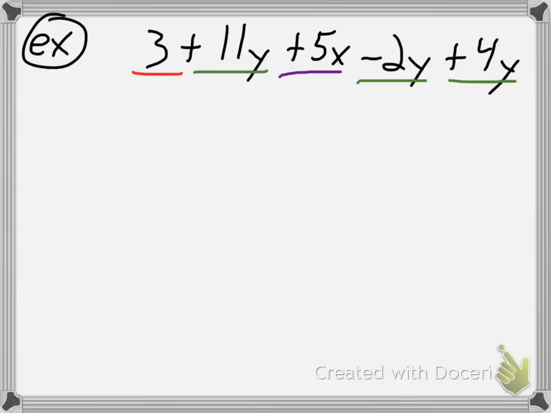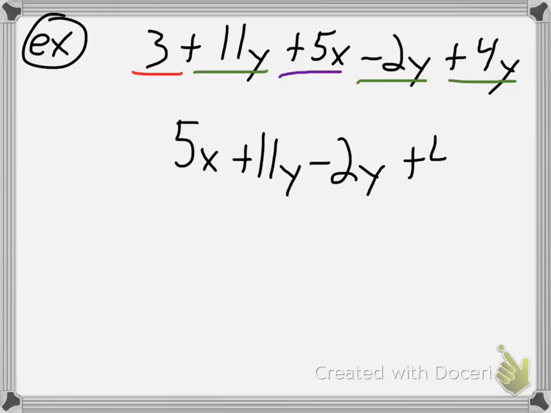So now when I go to combine like terms, I start in alphabetical order. The first thing in my alphabetical order would be x's. So I'm going to combine all my x's. Well, in this case, I only have a 5x. So that's going to come down on its own. Now I'm going to bring together all of my y's. So I have a plus 11y minus 2y plus 4y. And then I have a 3 all by itself. And that 3 is positive, so I'm just going to add 3 there.